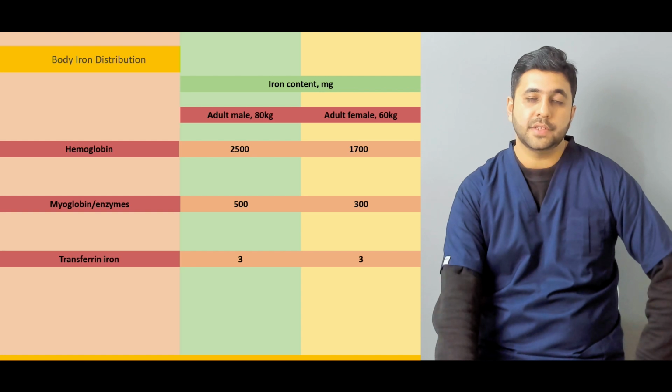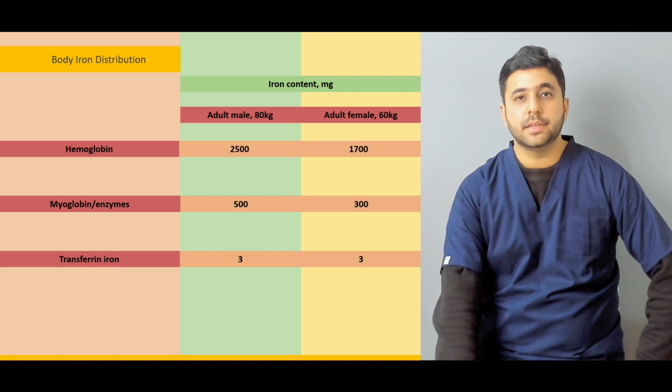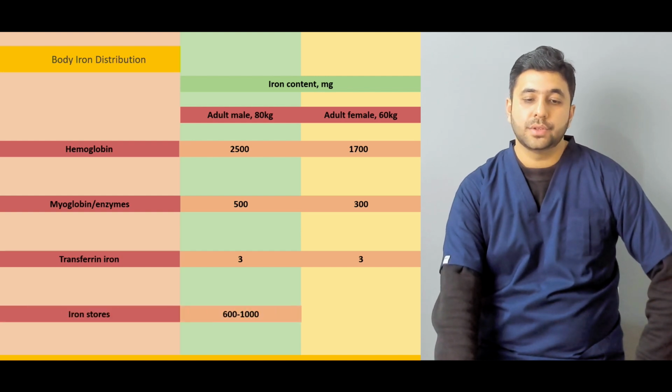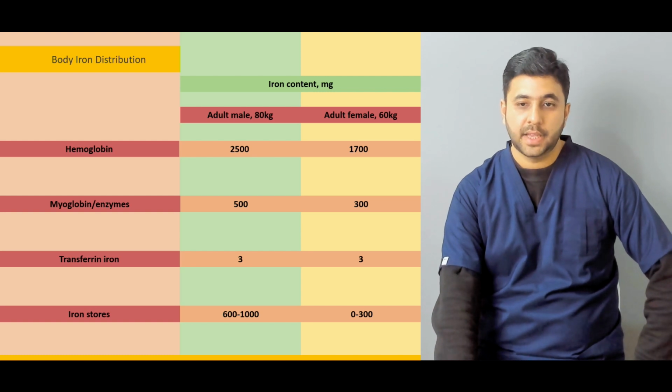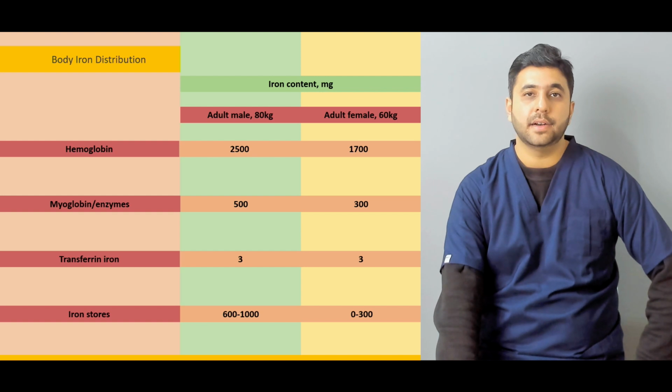because all the iron which is present in the body in both sexes is basically carried by the transferrin. So there is no iron circulating in the plasma which is not bound to transferrin. And the iron stores generally are a bit higher in the adult male, which is about 600 to 1000 milligrams, as compared to an adult female, which is about 300 milligrams. So these basic differences are because of hormonal regulation and the cyclical regulation of the menstrual cycle in the females.